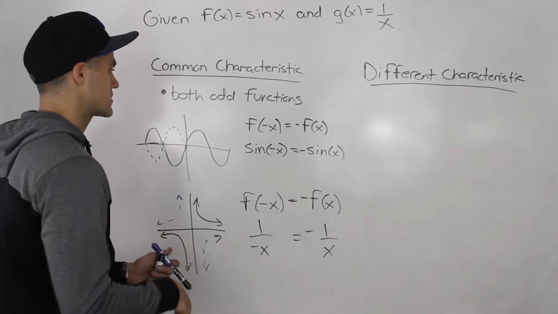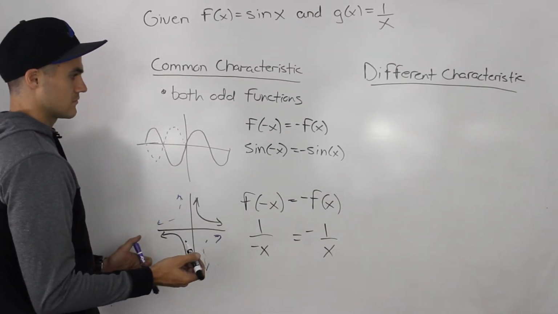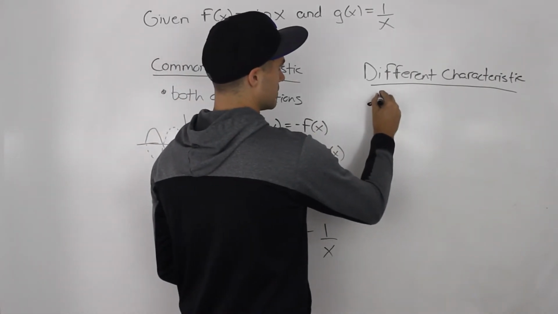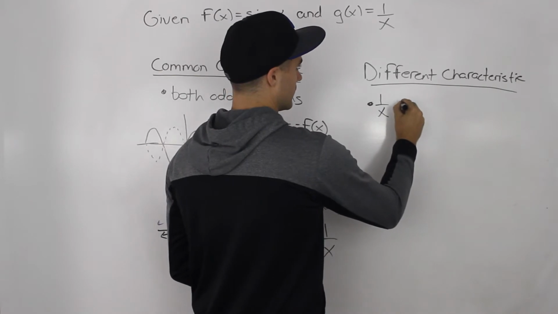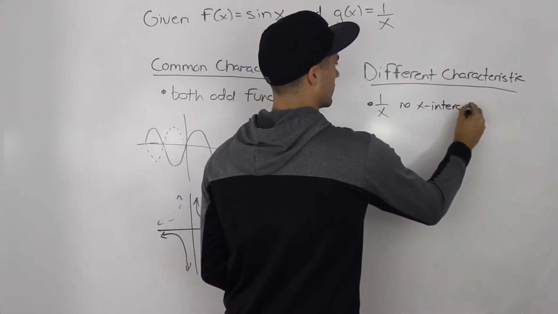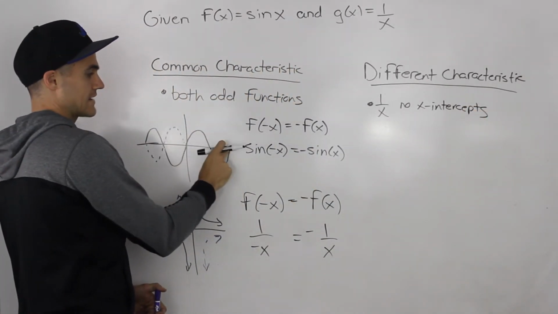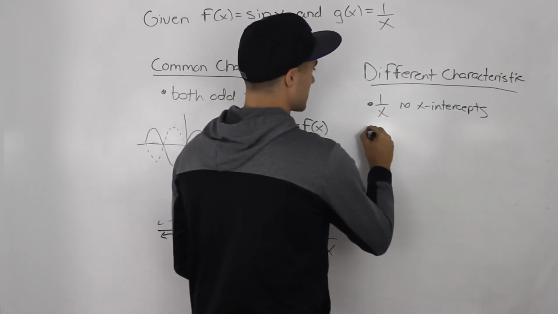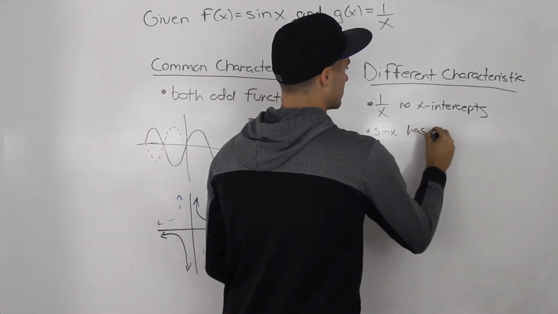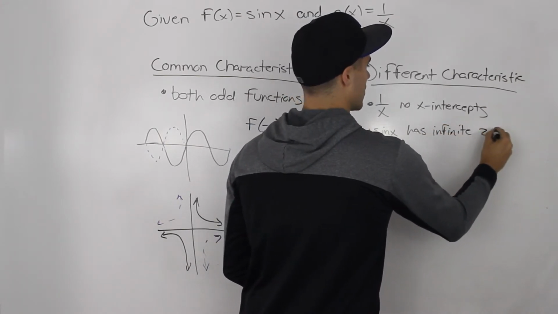And then a different characteristic, well, there's so many. Perhaps 1 over x has no x-intercepts, while sine of x goes on forever, it has infinite x-intercepts. Let's call them zeros.